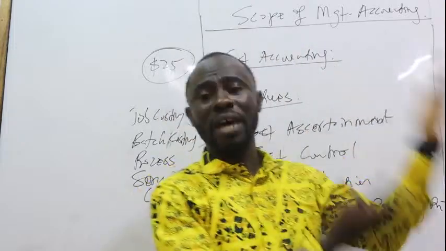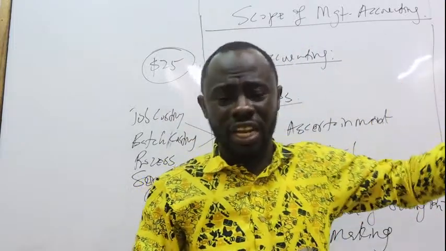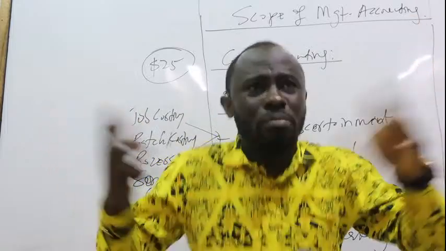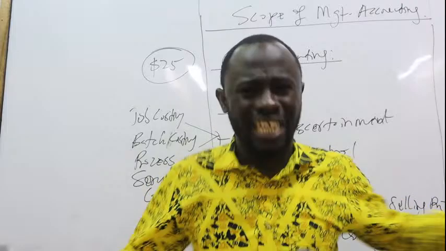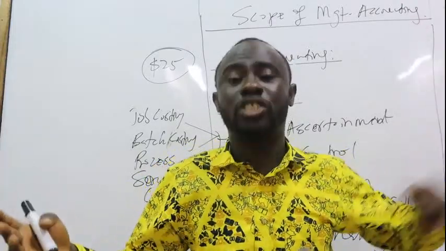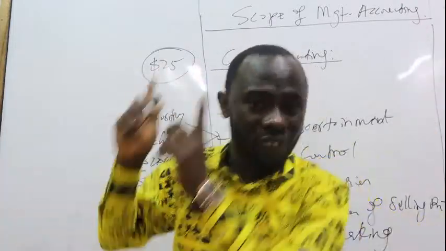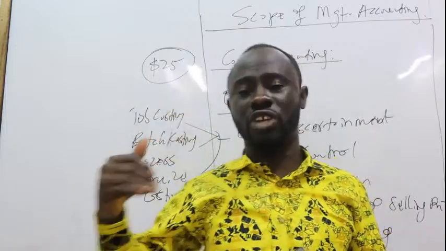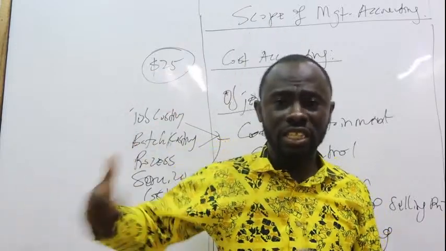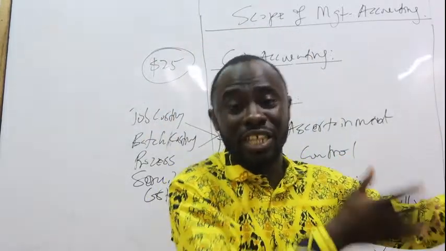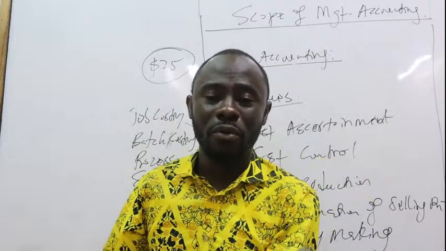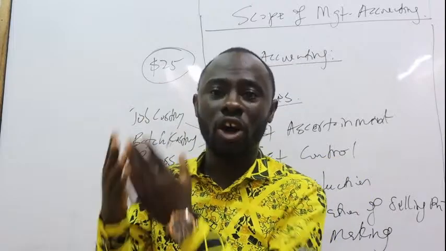Then, management accounting is not statutory. In other words, it is not by law that every company should have a management accountant. It is not compulsory, it's not statutory, it's optional. However, financial accounting is statutory, especially if you're a regulated institution or a listed company. So management accounting is optional. Financial reporting is what? Statutory, or it's compulsory.